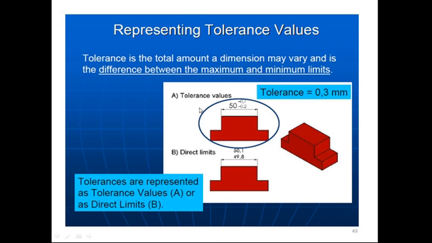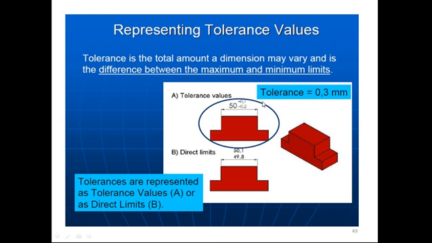So here we have shown two examples. Actually the example is one, but we have shown it here using two methods. See here, this is a simple component, and this is a length of 50 mm. For this 50 mm, the tolerance value shown is plus 0.1 and minus 0.2 mm. So here the tolerance is plus 0.1 mm, and the tolerance value is minus 0.2 mm.